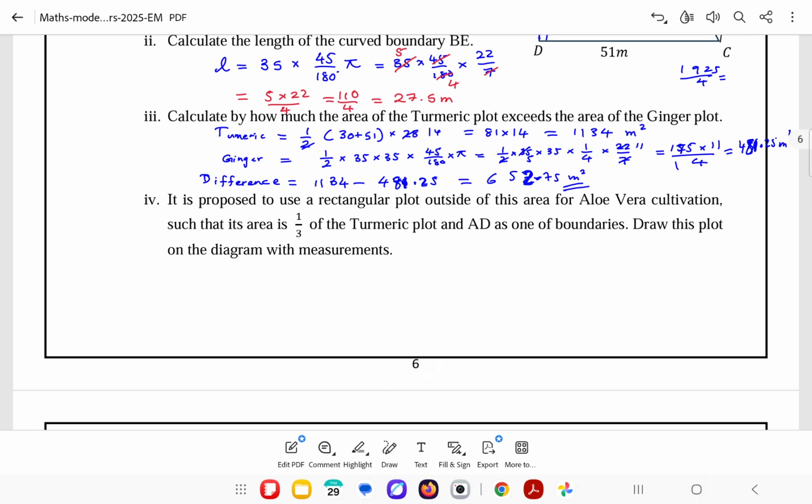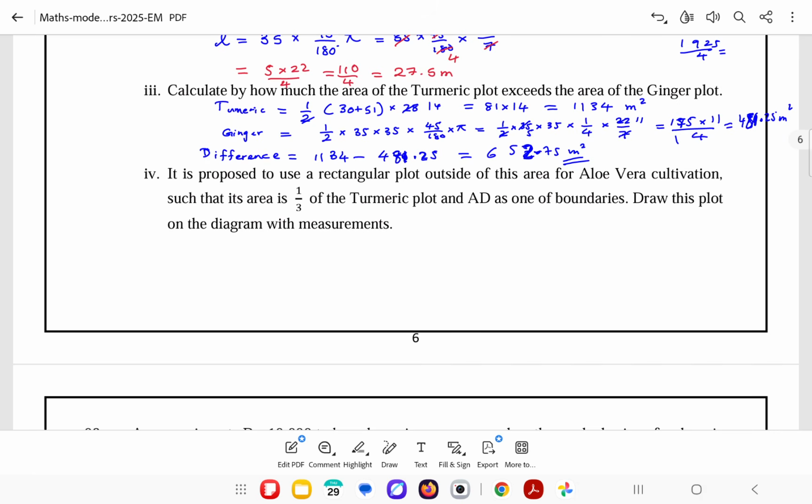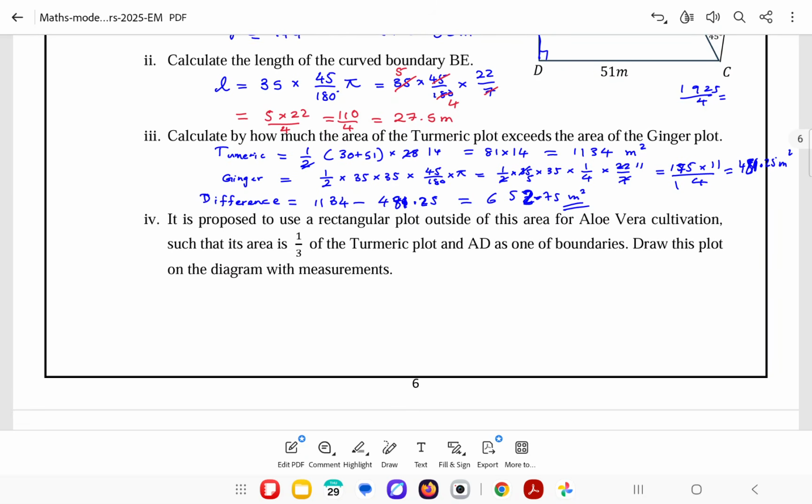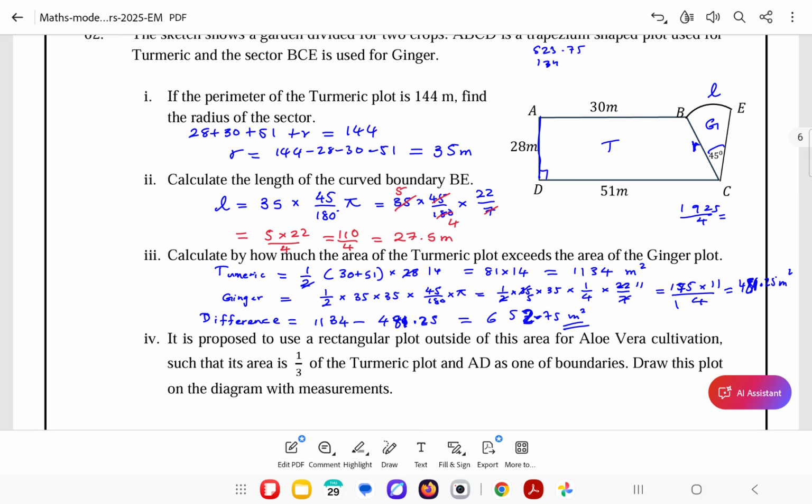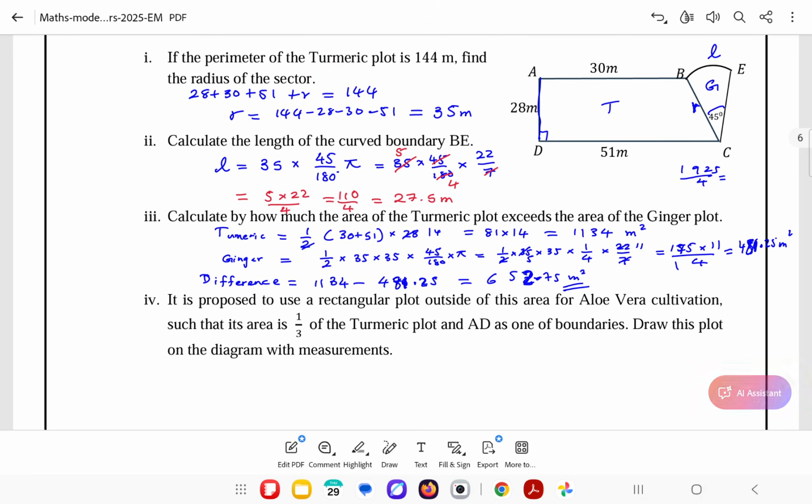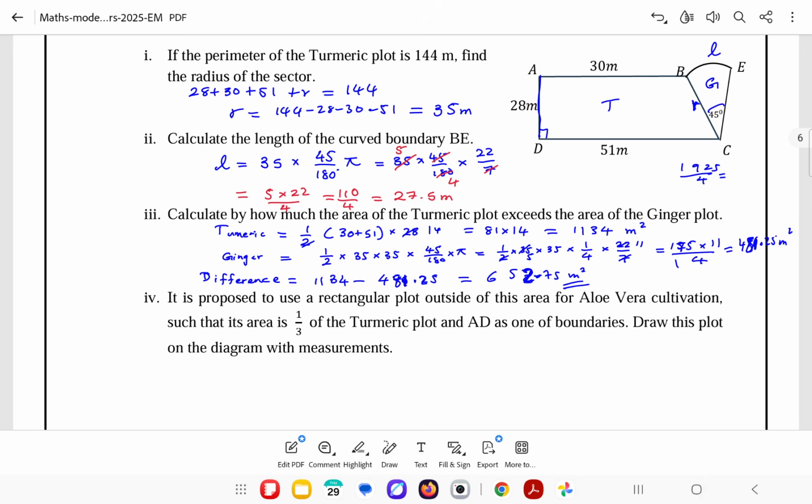Okay. Now let's look at the fourth part. It is proposed to use a rectangular plot outside of this area for aloe vera cultivation, such that its area is 1/3 of the turmeric plot and AD as one of the boundaries. Draw this plot on the diagram with the measurements. So it has to be a rectangular plot. AD has to be one of the boundaries.